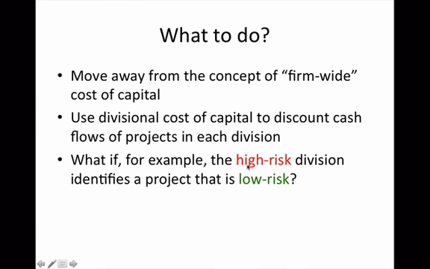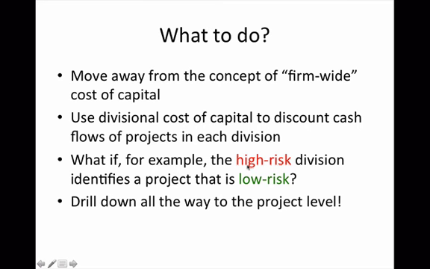What if, for example, in the high risk division, you identify a project that's low risk? After all, not all the projects in the high risk division will be of high risk. Likewise, not all the projects in the low risk division will be of low risk. There might be some high risk projects in the low risk division. And finally, just to complete the loop, not all the projects that appear in the average risk division will be of average risk.